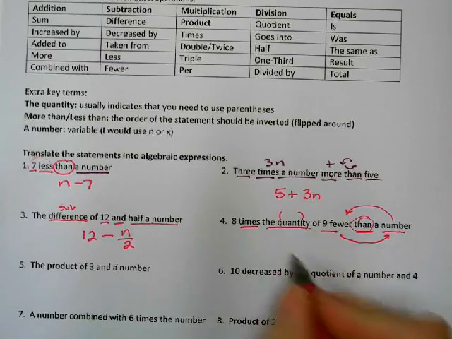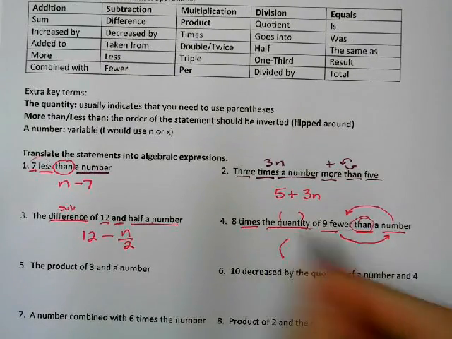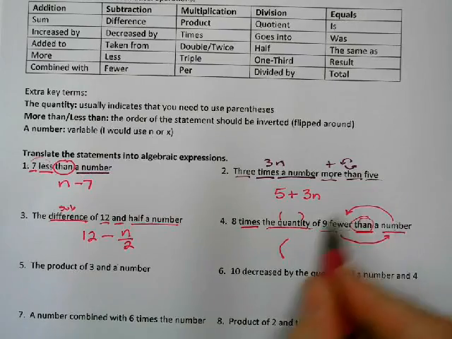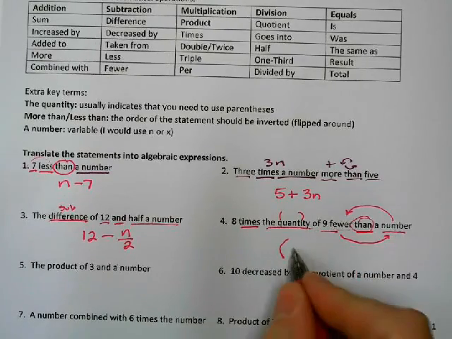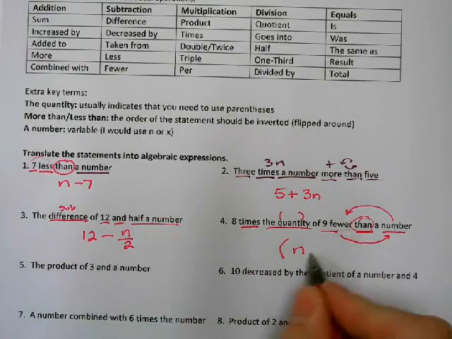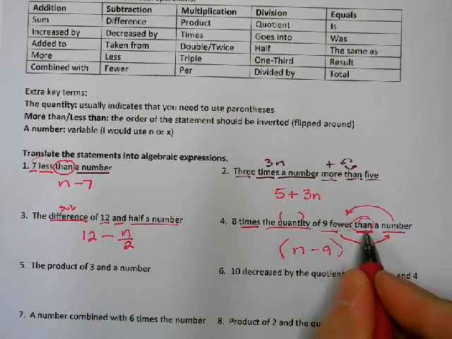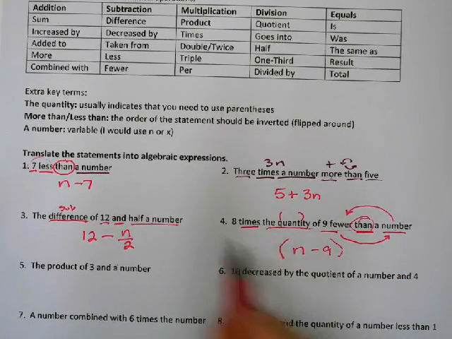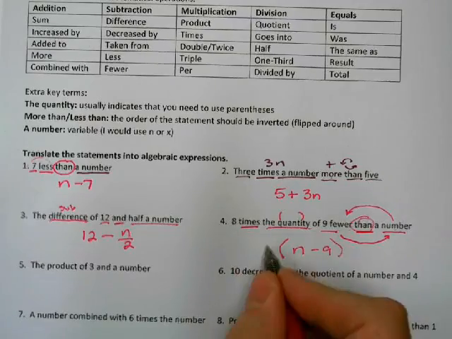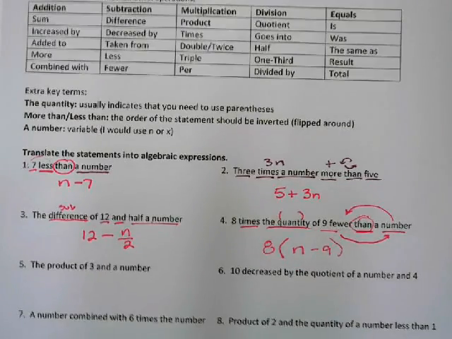So let's do the parentheses first. The quantity, it's the quantity of this over here. The number comes first. 9 fewer goes last because of the than word there. What goes outside the parentheses? 8 times. There we go.